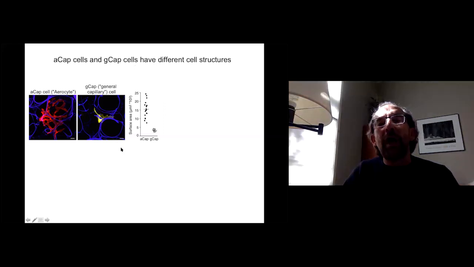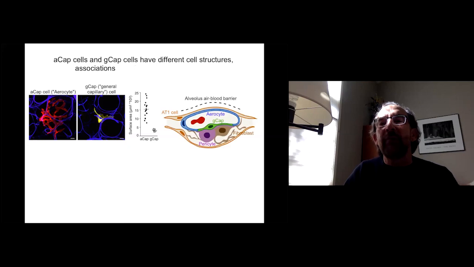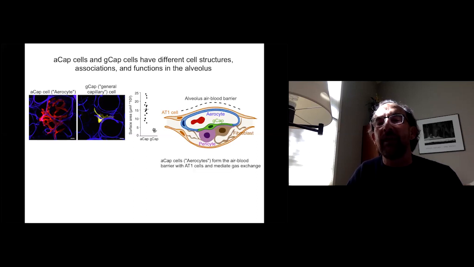Now, when we localized each of these cells using electron microscopy, what was remarkable was that the aerocytes shown here were immediately juxtaposed to the alveolar type 1 cells. They are the capillary cell type that forms the air-blood barrier. They form this intimate association with AT1 cells, the alveolar type 1 epithelial cells, and they form the air-blood barrier and mediate gas exchange. In contrast, the G-cap cells, as shown here, are never associated with one of these air-blood barriers.